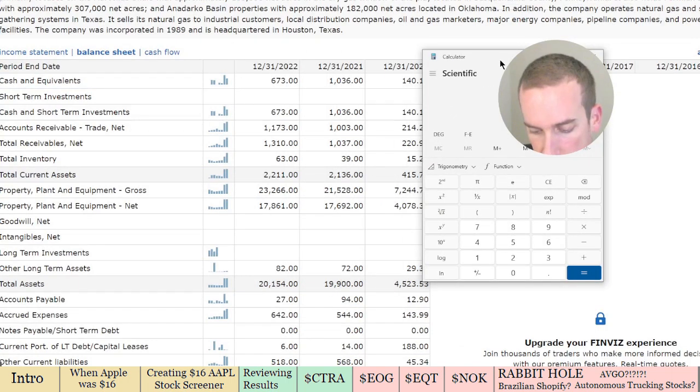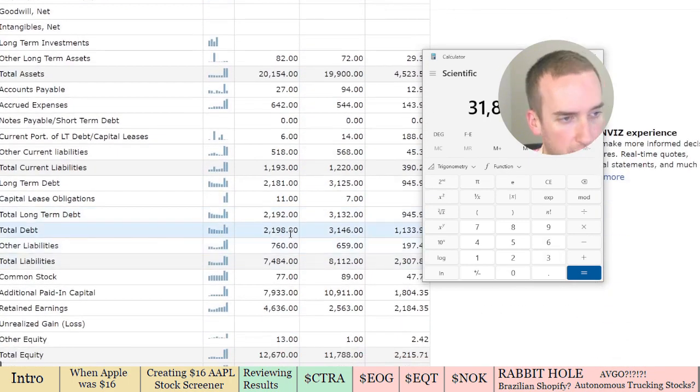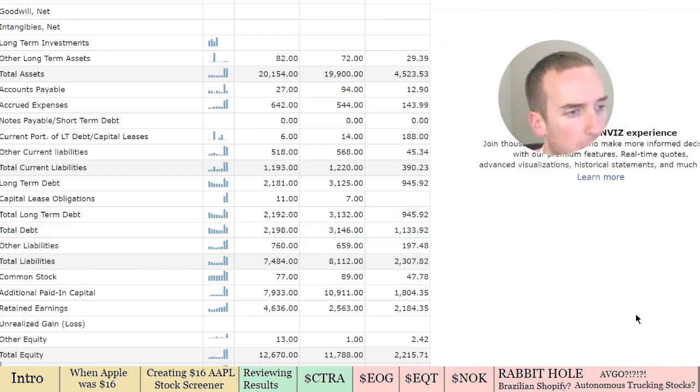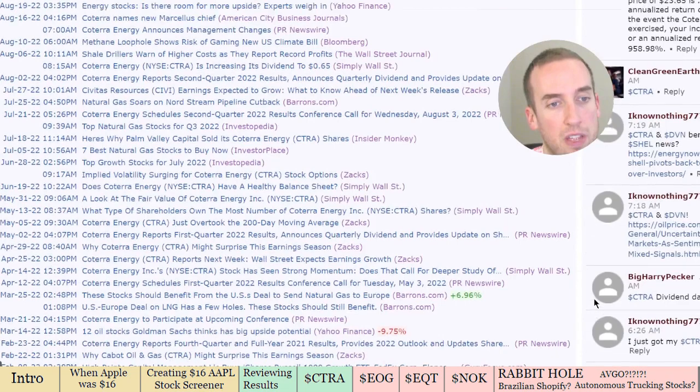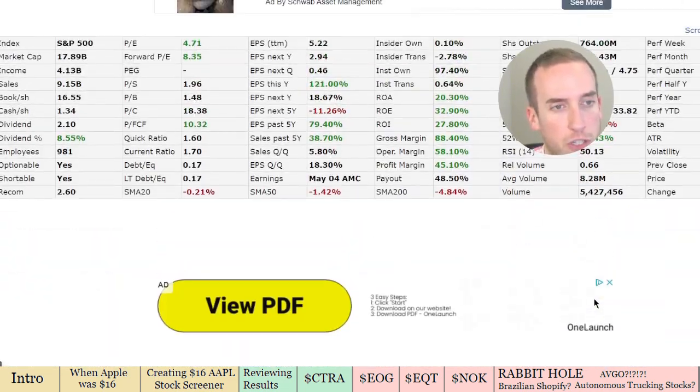673 million flat. Debt, billions? Yes. Minus 2 billion 198 million. Yep, 2,198. Okay, total liabilities 7.4 billion, total assets 20.15. This is beautiful. In my opinion, this is beautiful. That's almost a 3-to-1 ratio. So that means liabilities could triple almost, and the assets would cover it. So almost 3-to-1 ratio. That's beautiful.